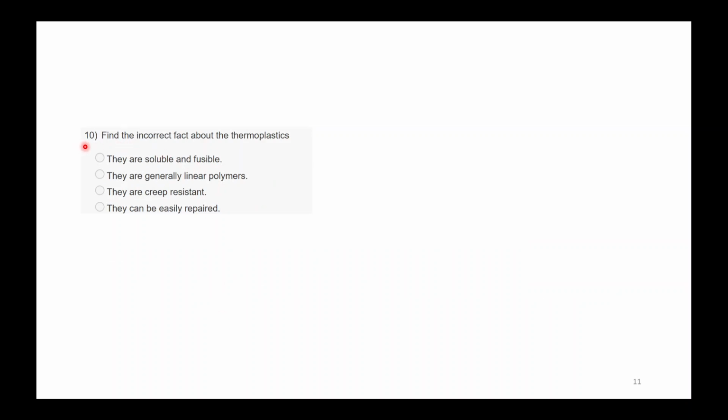Question number 10. Find the incorrect fact about the thermoplastics. Your options are they are soluble and fusible, they are generally linear polymers, they are creep resistant, or they can be easily repaired. Your answer will be they are creep resistant.